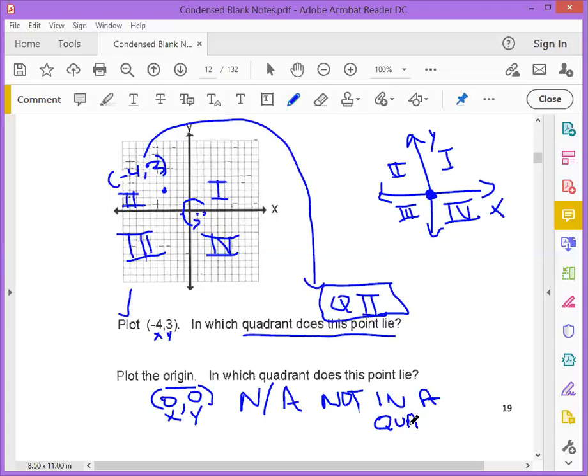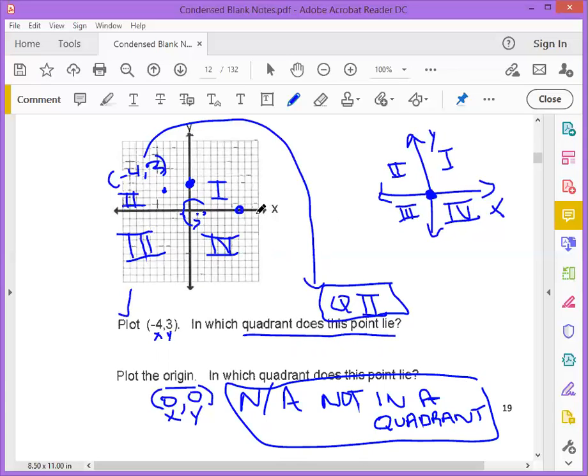Okay, so some of the points that you plot will be in one of the 4 quadrants, like the first example, but other times you may plot a point and it'll be directly on an axis. Like if I were to plot this point here, it'll be directly on the y-axis, or this point here would be directly on the x-axis.